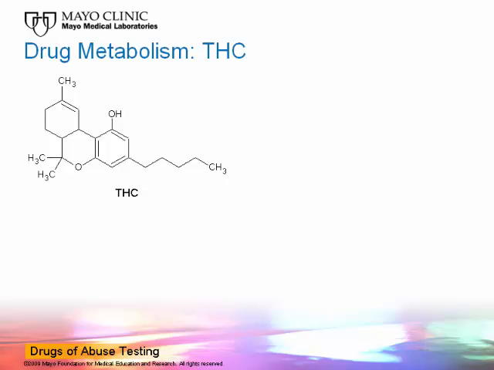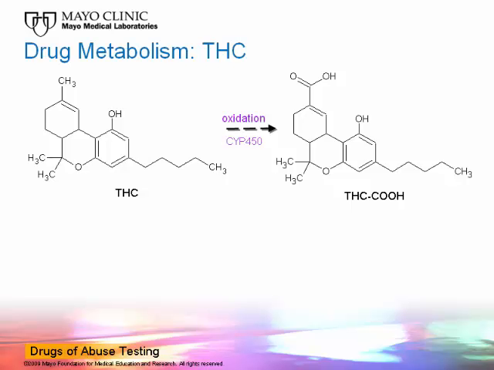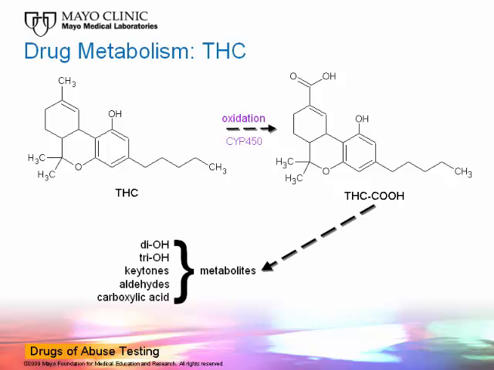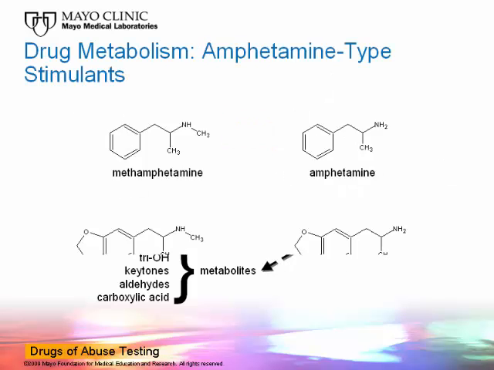THC, otherwise known as tetrahydrocannabinol, the active component of marijuana, undergoes numerous oxidation steps to the compound that we measure in the laboratory, carboxy-THC. This is not the final metabolic pathway of THC and actually undergoes another set of numerous reactions to the metabolites indicated on the slide.